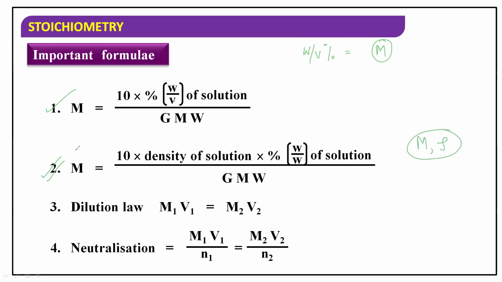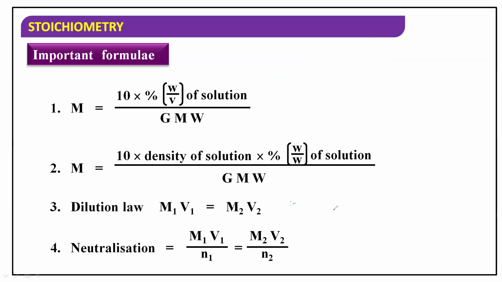This is used in many places. This is one of the important formulas. So it is 10 multiplied by density of solution into mass percentage of solution divided by gram molecular weight. Right? The third formula is the dilution law.